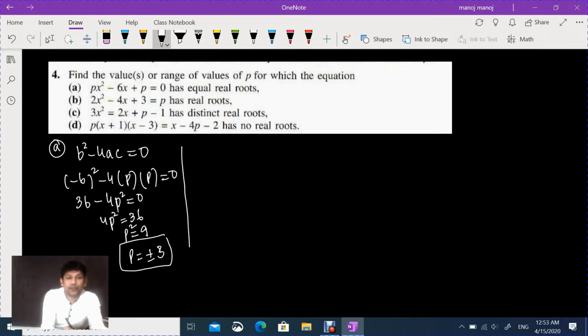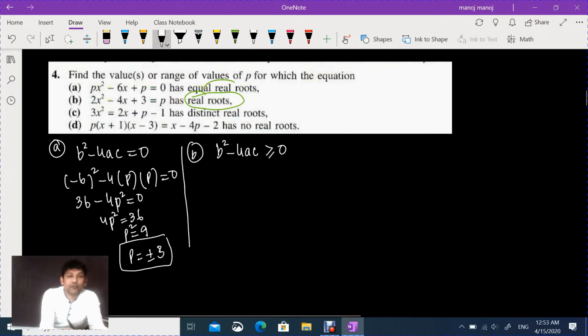Okay, moving to part B. In part B, the equation has real roots. Okay, I told you when the roots are real, only real, then b squared minus 4ac is greater than equals to 0. That's the condition of the real roots. When we have only real roots, here real roots.